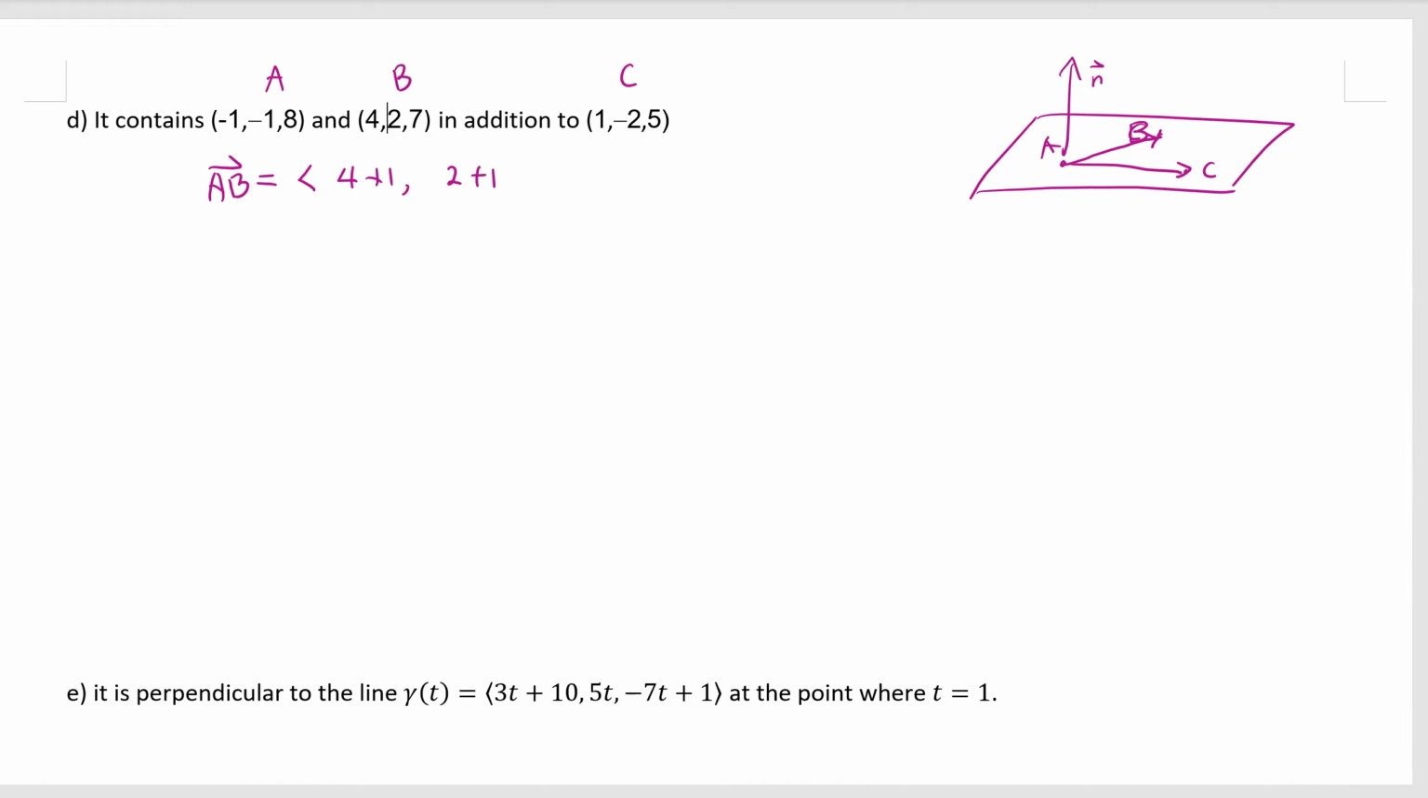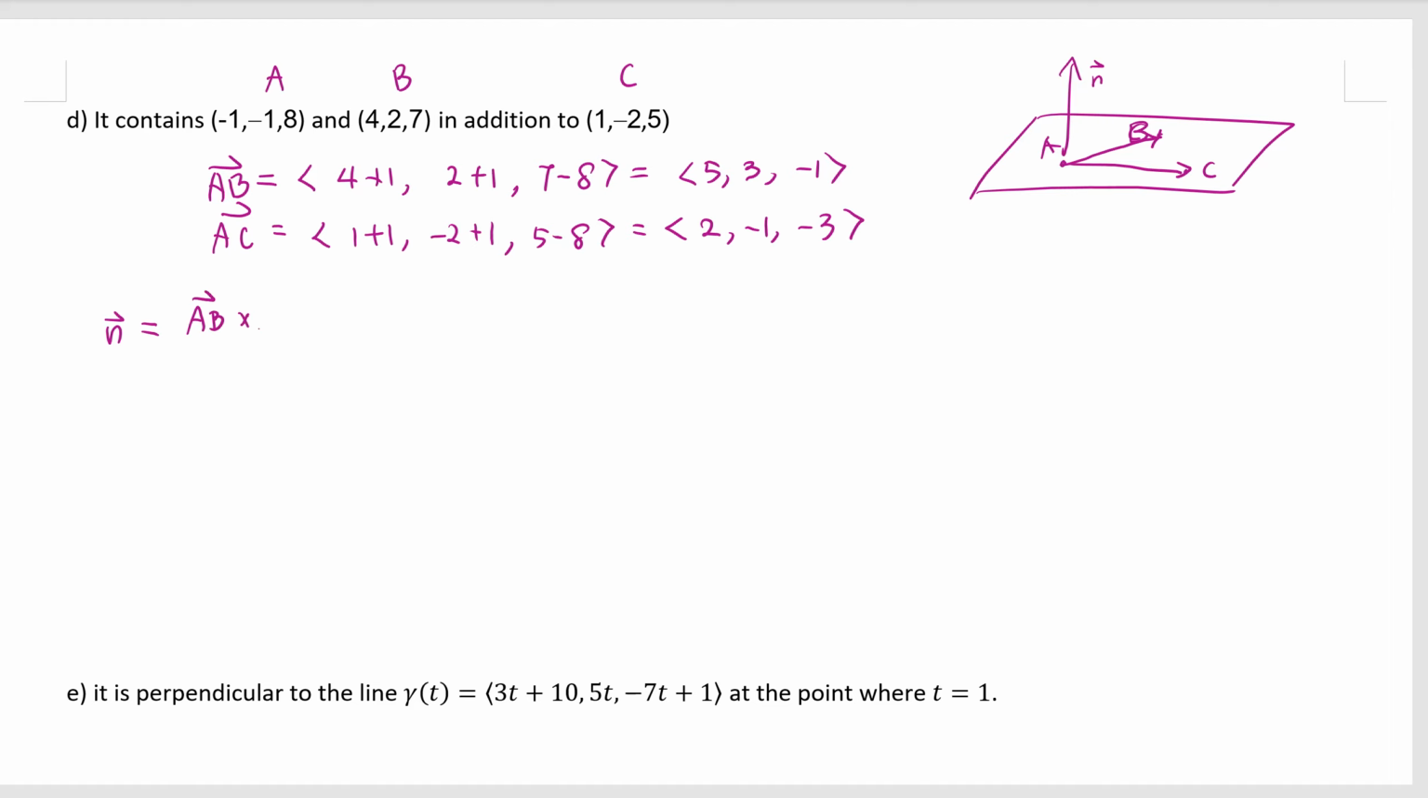Then we have 7 minus 8. So that's 5, 3, and negative 1. How about AC? Well, we use C minus A. So 1 minus negative 1 is 1 plus 1. Negative 2 plus 1. And 5 minus 8. So that's 2, negative 1, and negative 3. Okay, and then like what we have done before, we can let n be the cross product of them.